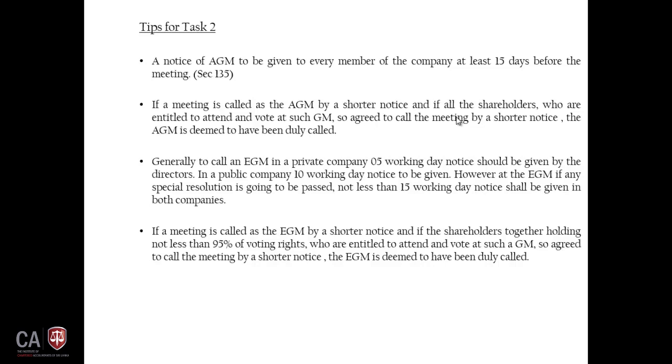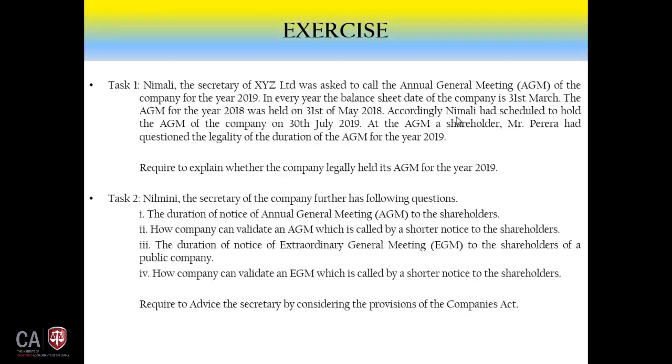In a public company, 10 working days notice should be given. However, if any special resolution is going to be passed at the EGM, then not less than 15 working days notice shall be given in respect of both the private company as well as a public company. So, 5 for a private company, 10 for a public company, and if a special resolution is to be passed at the EGM, then 15 working days notice shall be given in both scenarios.